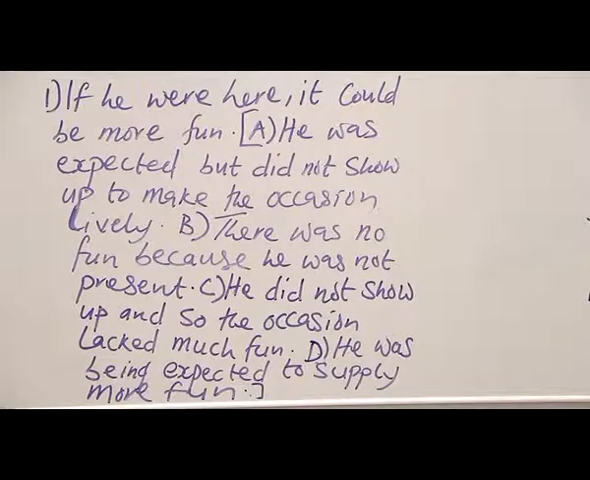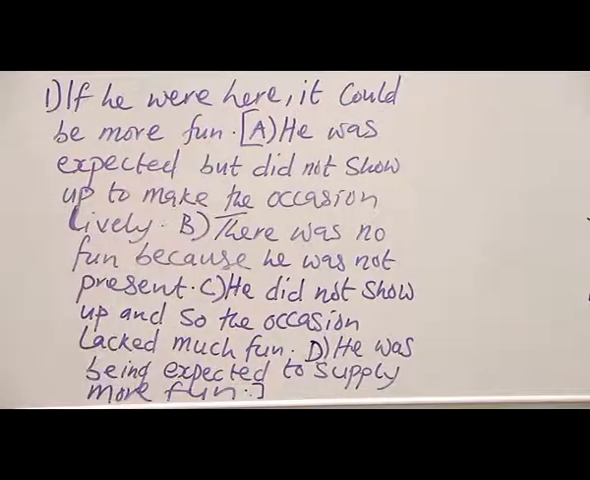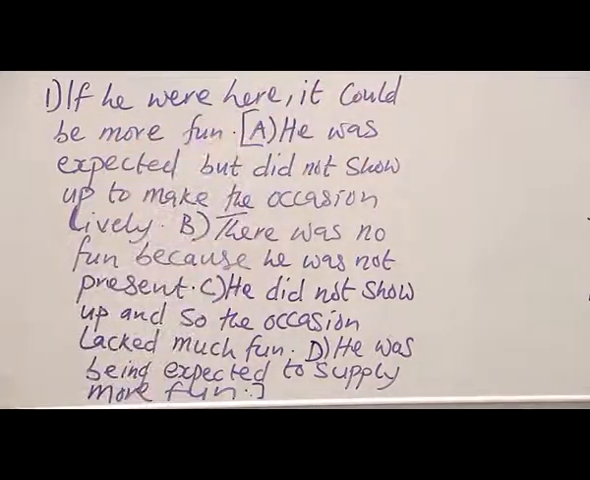Now, let's look at question number 1. If he were here, it could be more fun. We will just be taking our options one after the other. When we get to the right answer, we'll state it, and then for the other options down we will explain why they're not. So, if he were here, it could be more fun. Look at that question.